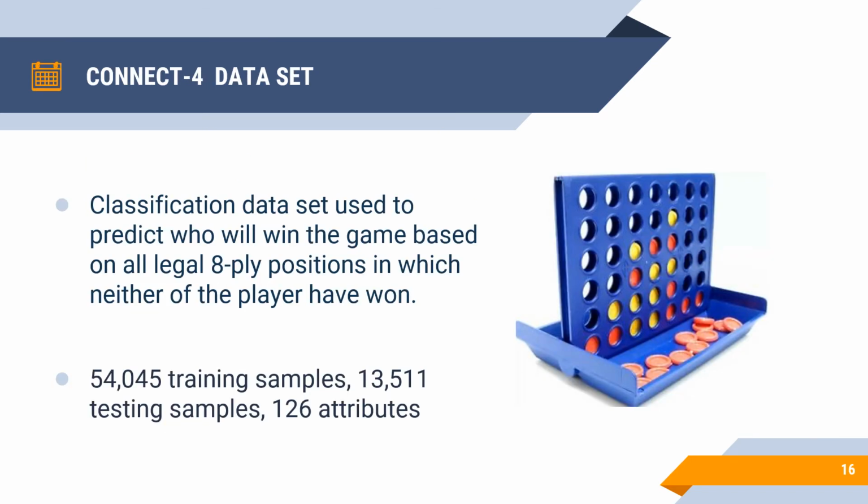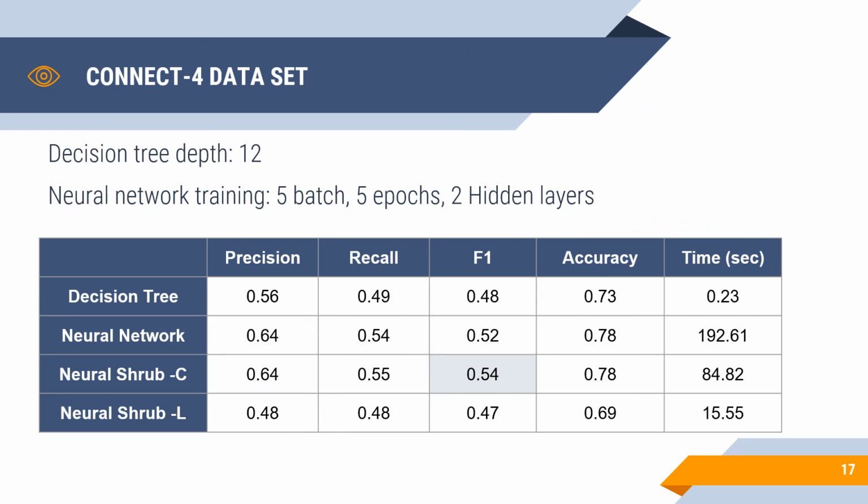In the Connect 4 dataset, we wanted to predict who will win the game based on the position of the pieces. Since the precision and recall are imbalanced, we used F1 measure to pick the best model. Neural shrubs on classes outperformed neural networks and neural shrubs on leaves.